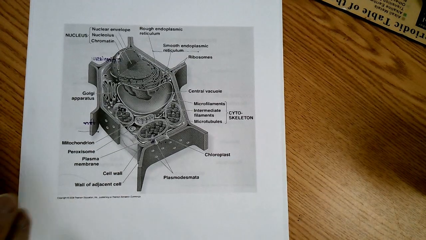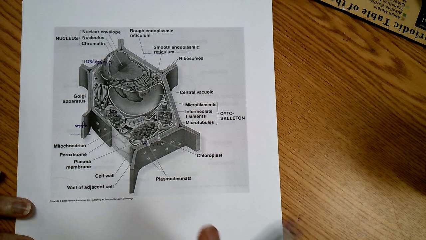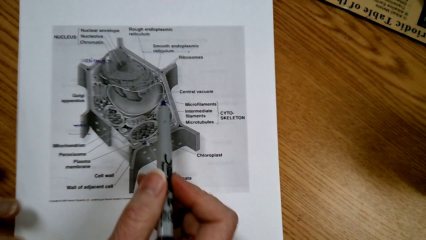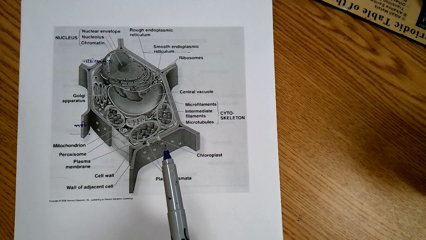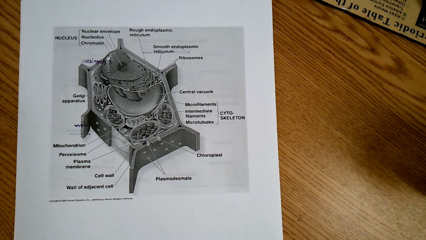Contractile vacuoles you're going to find in a lot of one-celled organisms like the protists that live in pond water. But the central vacuole, which is responsible for storing a lot of water for the plant for photosynthesis, you're going to find in plant cells. Okay, so that's your vacuoles.